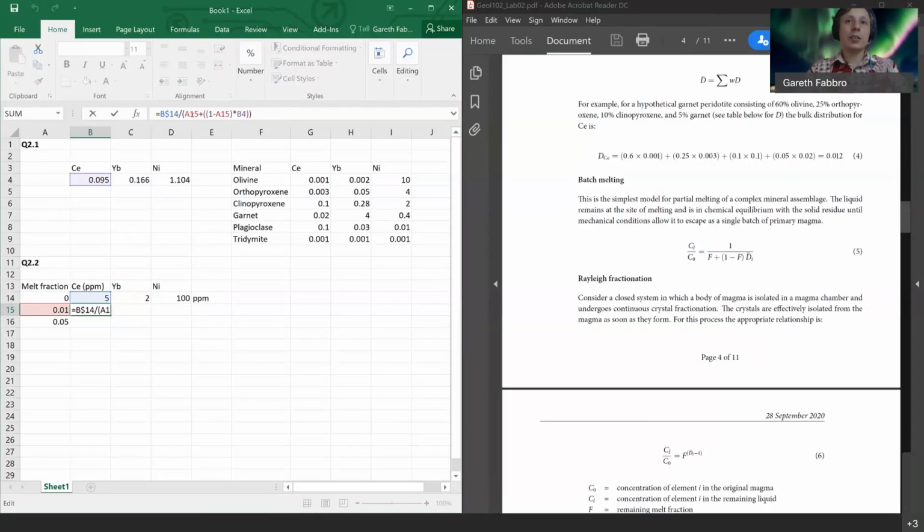Same for the melt fraction. We never want to change the column. We put the dollar before the A, but we don't put a dollar before the 15. If I put a dollar before the A and the 15, it stays on A15 forever, no matter how much you move it. But we might want to go down and change the melt fraction down, but as we go right, it always wants to be in column A. So we do the same here. And actually for the partition coefficient, we don't want to change the row, so we don't put a $ sign before the B.